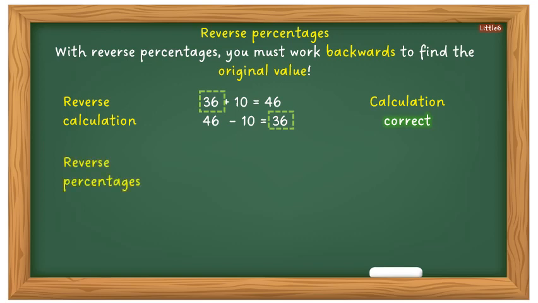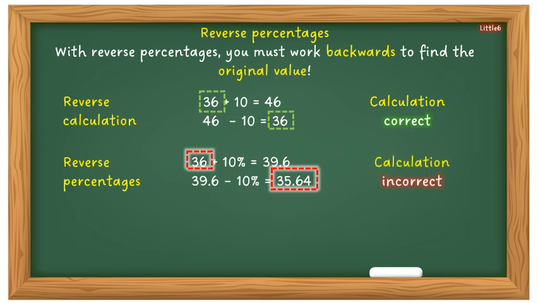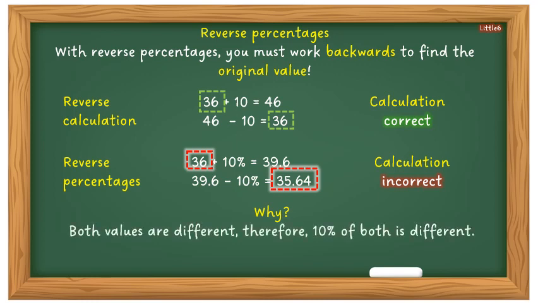Now let's look at a reverse percentage calculation. All right, so we take 36 and we add 10%, and you can see it's 39.6. Now let's do it backwards. 39.6 minus 10%, and you can see that both answers are different. So the calculation is incorrect. And why is that? Well, both values are different, and therefore 10% of both is different. So 10% of 36 is different from 10% of 39.6. So they're not going to match. So we have to use a different system to find out if our calculation is correct.